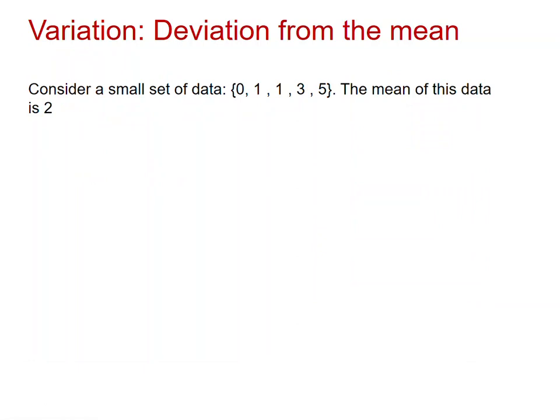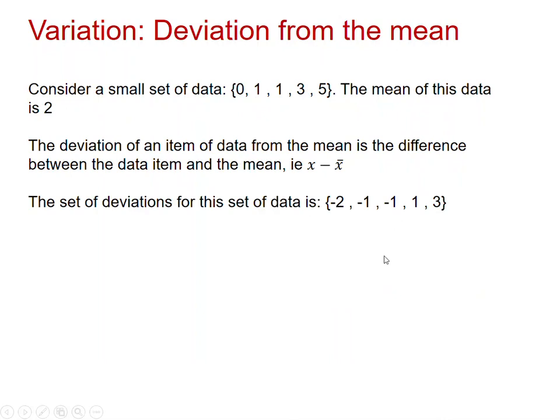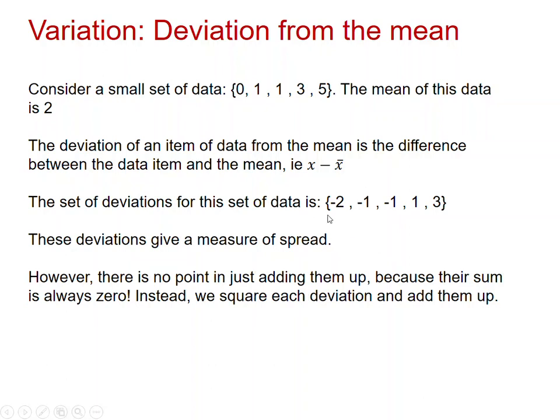To consider variation, standard deviation and variance, we'll think about a small set of data to begin with, just these 5 points of data, the mean of which is 2. If we want to consider how spread out this is, the deviation from the mean, we could subtract the mean from each of these values to give us this. These deviations give us an idea about the spread of the data. If we just added these up, however, we would just get 0.